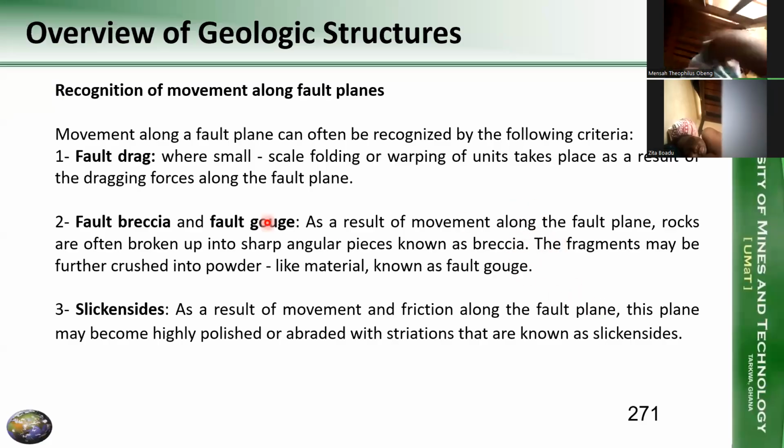So we have fault drags, which are like small scale folding. The breccia are tiny broken pieces of rock on the surface of the fault plane. And then we have slickensides, which are what? Polished surfaces or abraded striations or surfaces because of the frictional drag, all right.